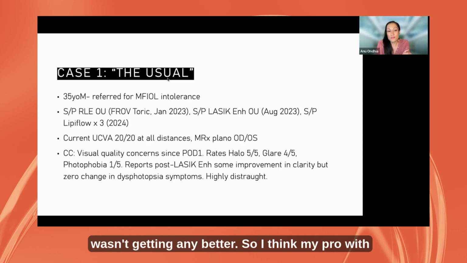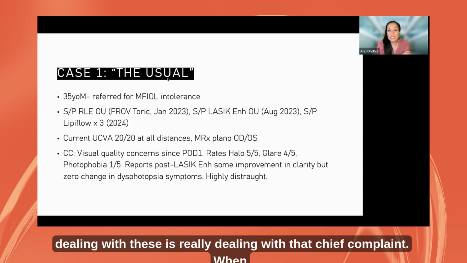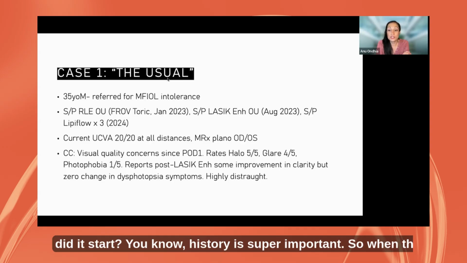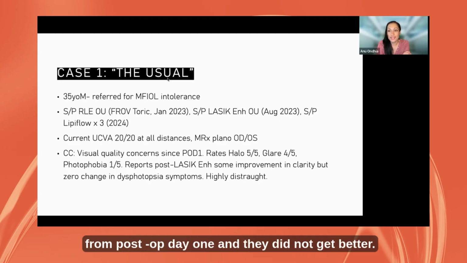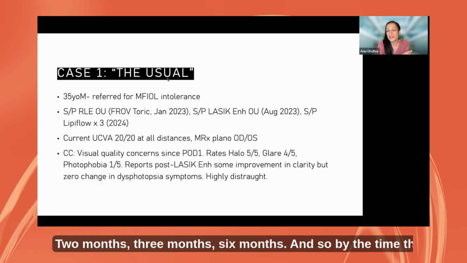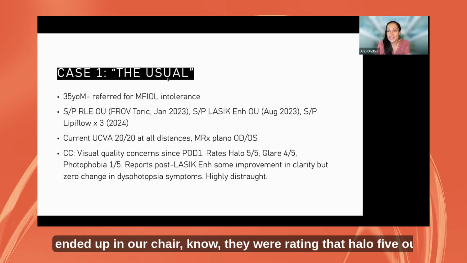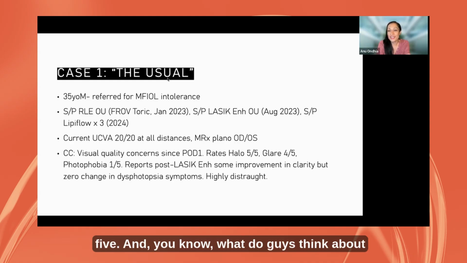So I think my pro with dealing with these is really dealing with that chief complaint. When did it start? The history is super important. So when this patient presented, they did actually have a little bit of PCO. However, those visual quality concerns came up from post-op day one. And they did not get better. 2 months, 3 months, 6 months. And so by the time they ended up in our chair, they were rating that halo 5 out of 5.